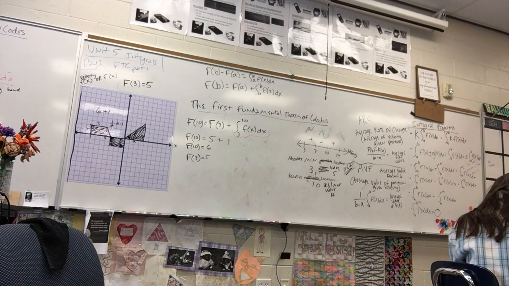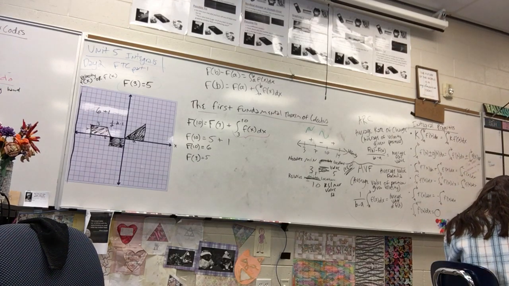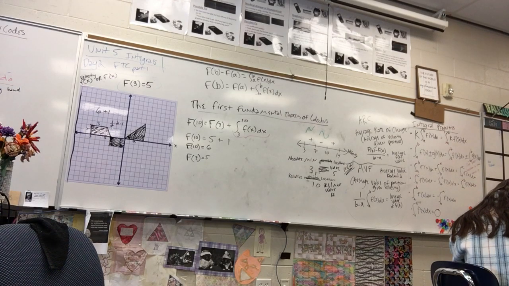The absolute max and absolute min. Yep. So they're not giving points. I'll make one up. How about the starting point? F of negative 4 is 2.